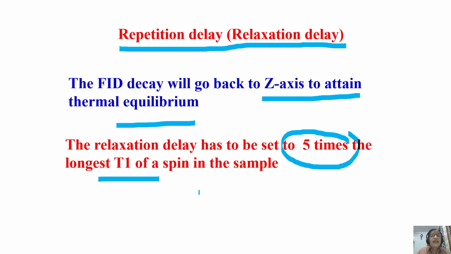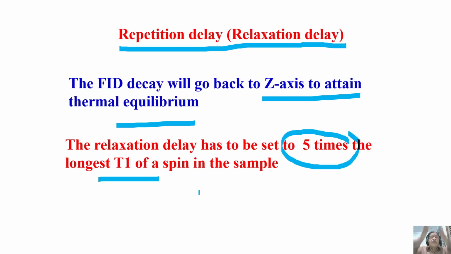You understand? Supposing you don't wait for that 5 T1, I would send the radio frequency pulse. The signal will be there. I start collecting the signal, and I don't wait for 5 times T1. Then let's send another pulse immediately without waiting for even 1 T1. What will happen?